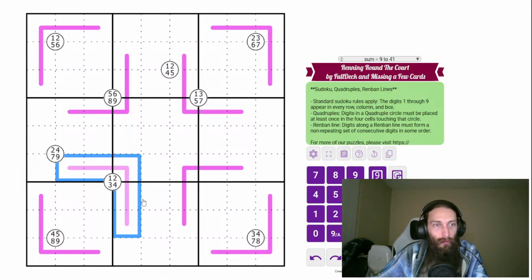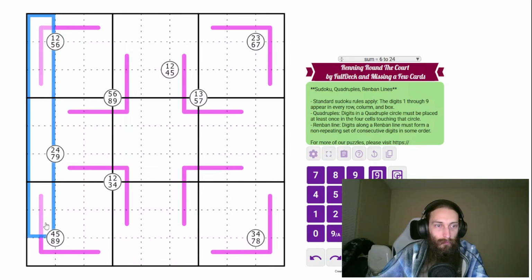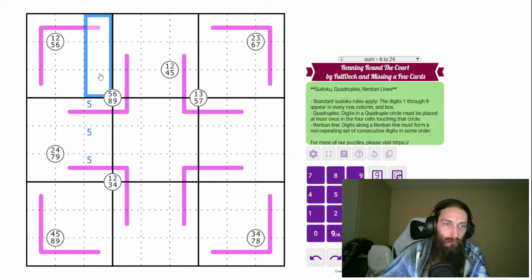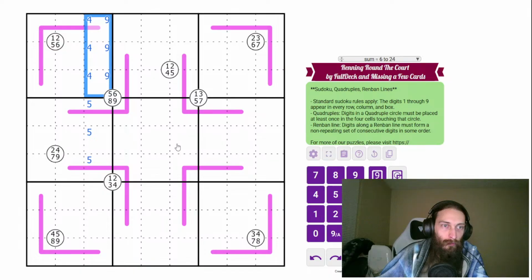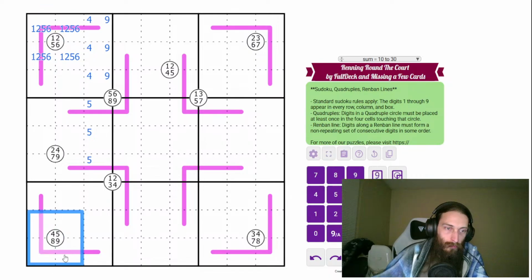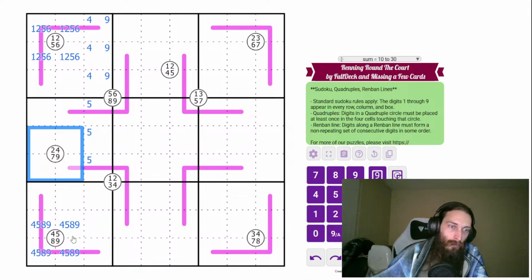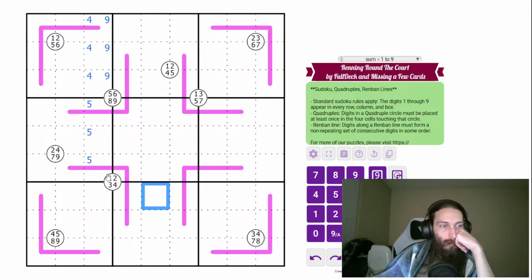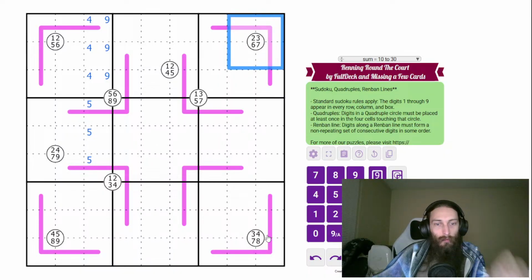Which one to start? The quad circles. Columns 1 and 2, both see 5, and 9, and 4. Well, I don't know if I need to fill in pencil marks, because I can just see the quadruples. Columns 8 and 9, both see 7 and 3.